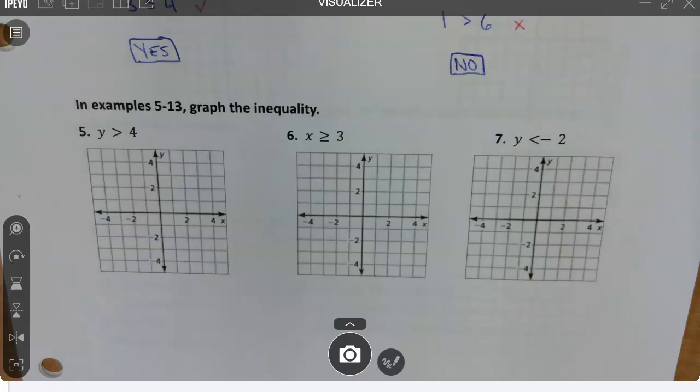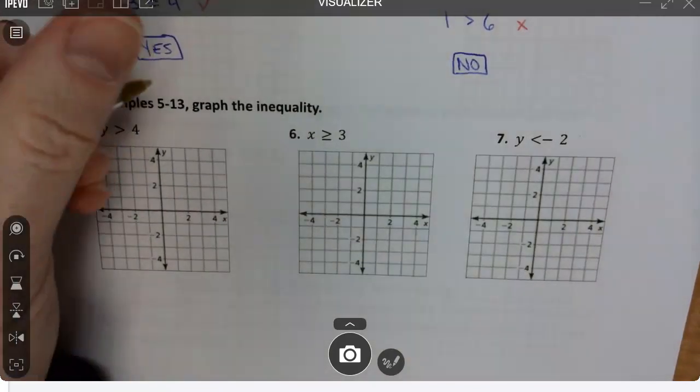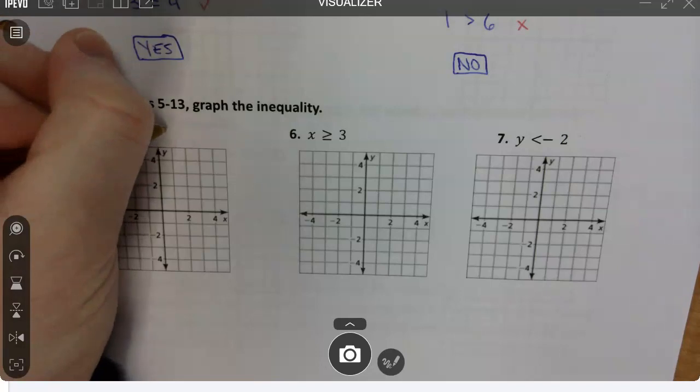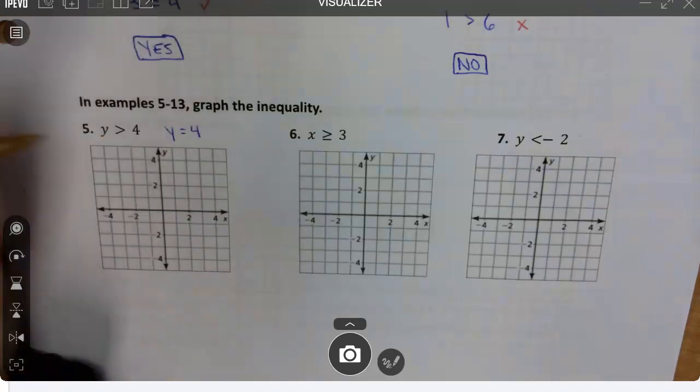Alright, so this is a continuation of lesson 5.6, graphing inequalities with two variables. But before we really get into graphing the two inequalities and all the options we have for the solutions, we're going to quickly review, well, what if there was just one variable? And so when we have the inequality y is greater than 4, if we need to graph that, we want to treat it as y equals 4.